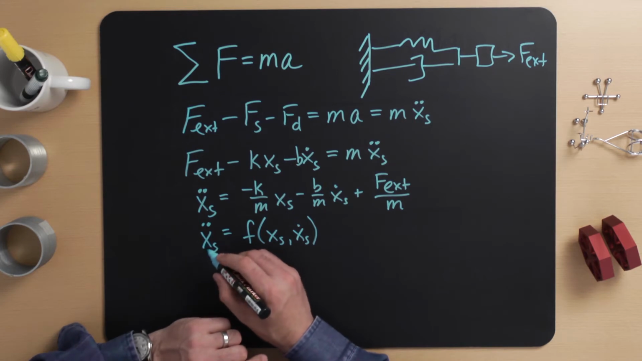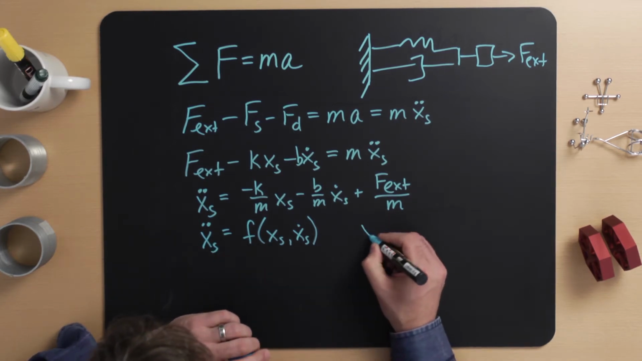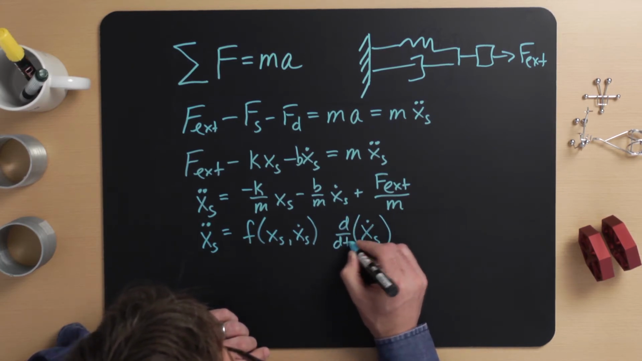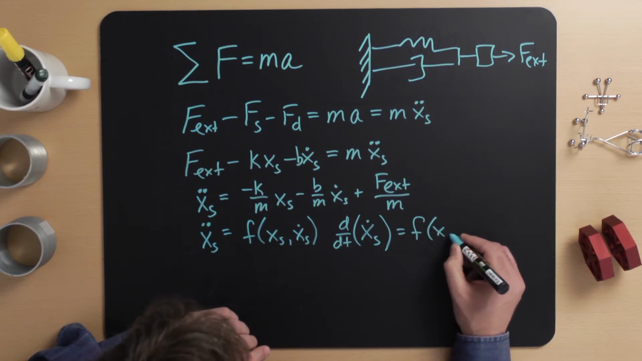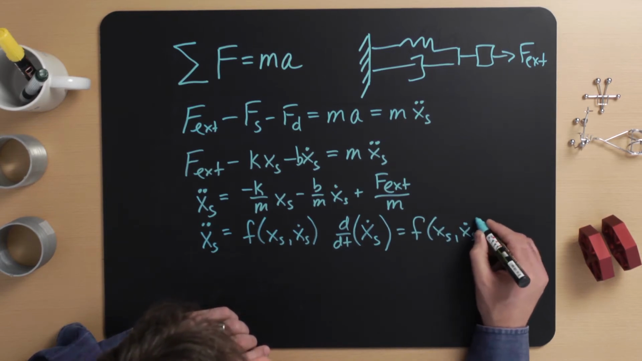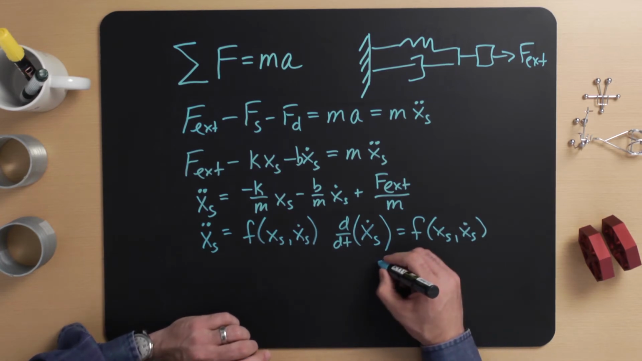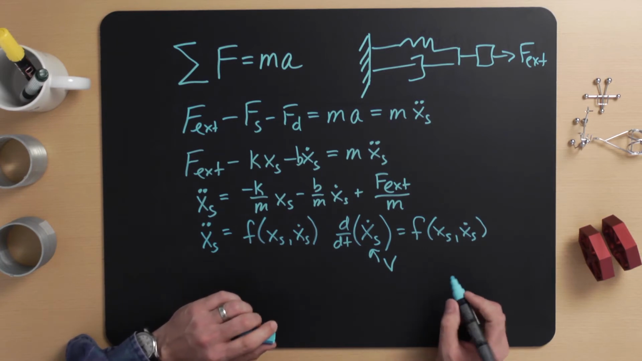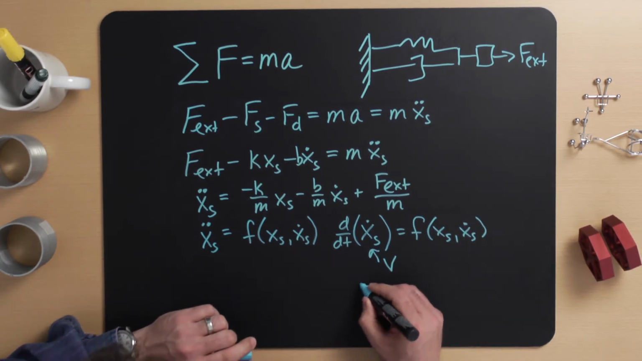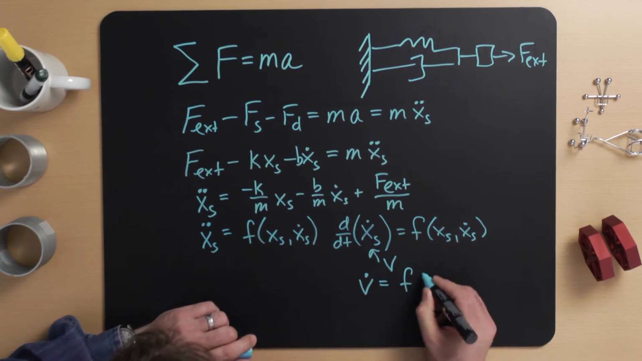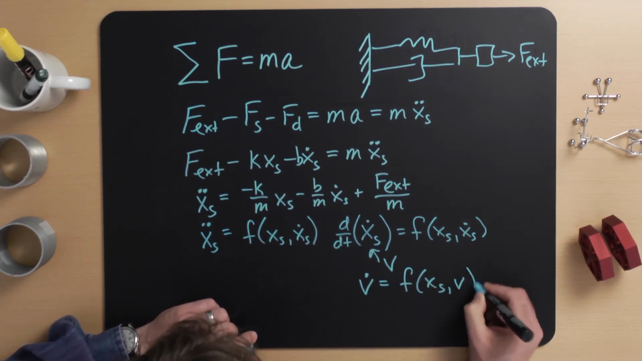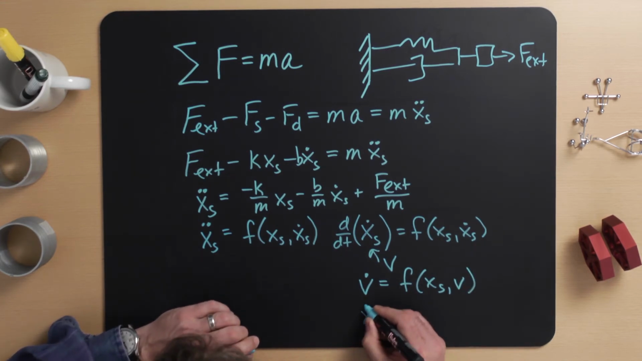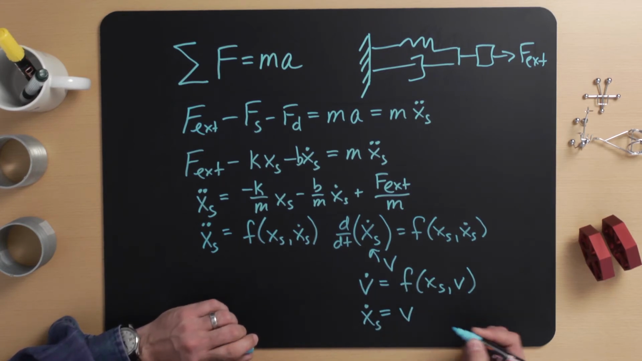Now, we can rewrite this double time derivative as x sub s dot, but taking d dt of that. And that is also equal to f of x sub s and x sub s dot. This we are going to relabel as just v, because it'll help keep track of things in a nice way. This means that v dot is equal to f of x sub s and v, because we've relabeled x sub s dot, and we know that because of the labeling, x sub s dot is equal to v.